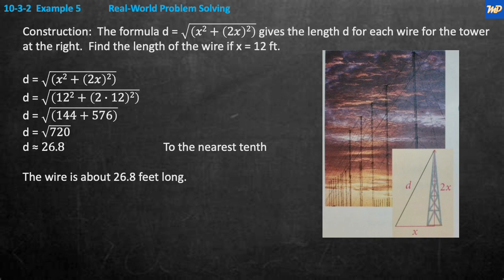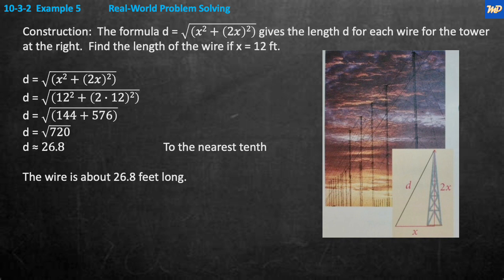Okay, example 5, a real-world problem we're going to solve here. And it's a construction problem. It looks like it's going to be fun. The formula d equals the square root of x squared plus the quantity 2x squared gives the length d for each wire for the tower at the left.